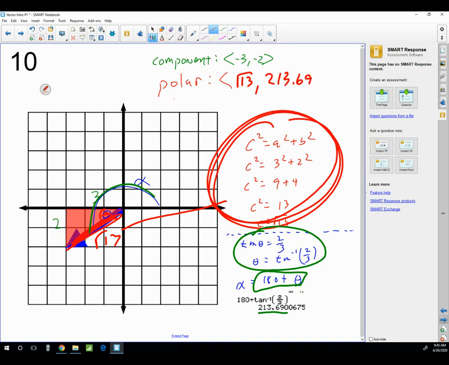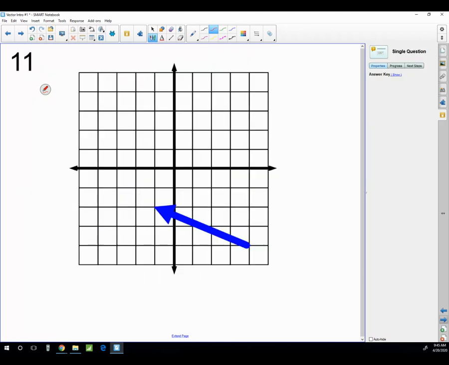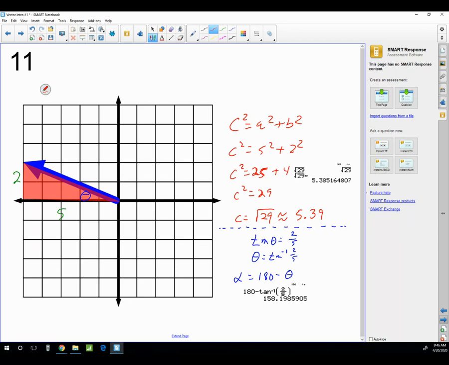Almost done. All right. Moving on. I think this is the last problem. Again, let's write that in both rectangular or component form and in polar form. That's left 5. That's up 2. So component form is left 5, up 2. Simple. Let's look at the next slide for polar.